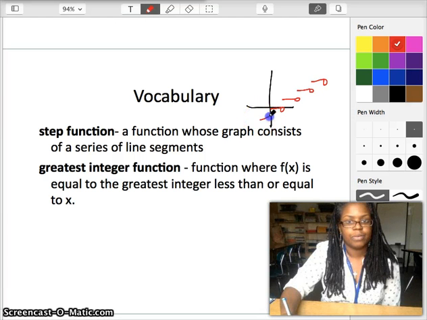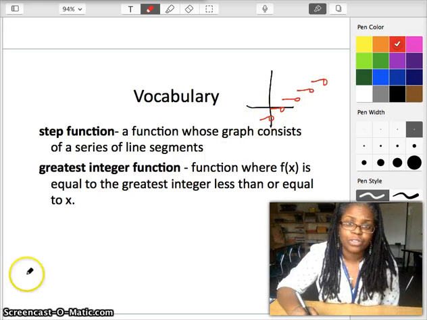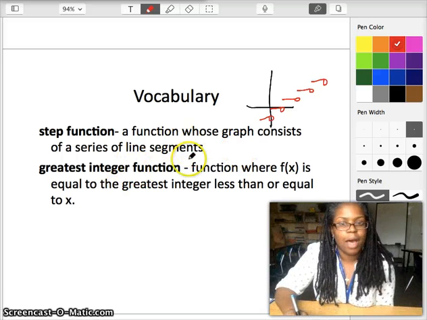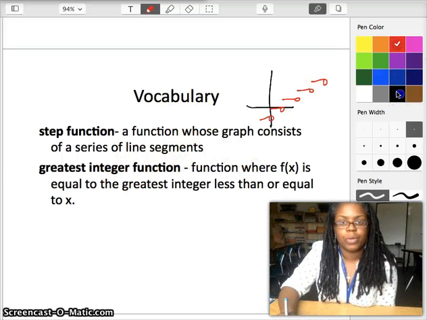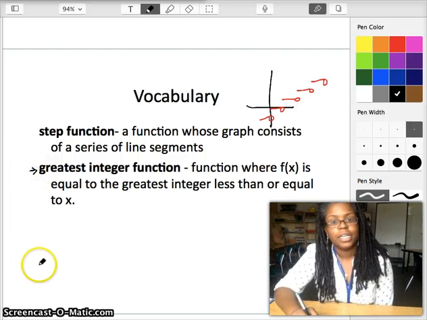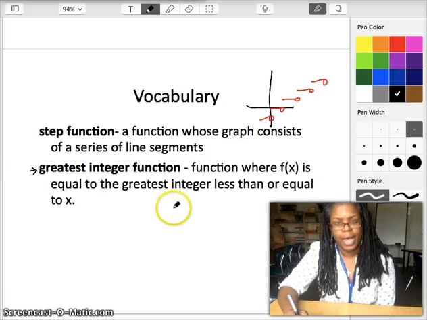It can go back, or a pair of stairs, or whatever. All right, so that's what we have. So that's what a step function looks like, and we'll talk about how we'll use them and why we'll use them. One specific type of step function that we'll talk about is the greatest integer function. It's a function where f of x is equal to the greatest integer less than or equal to x.